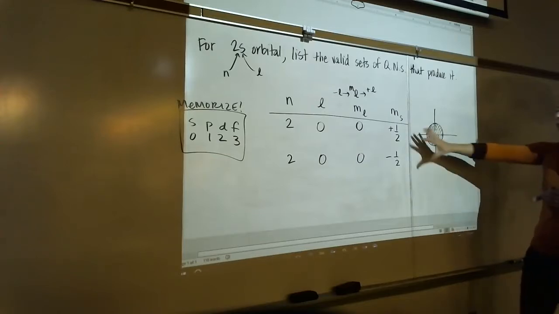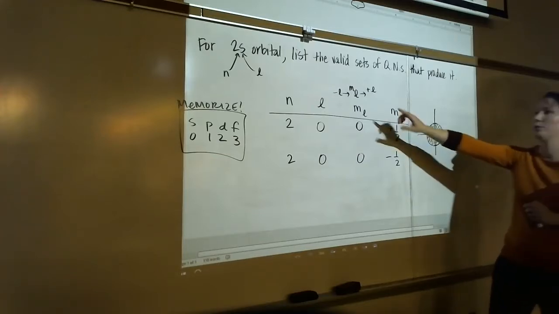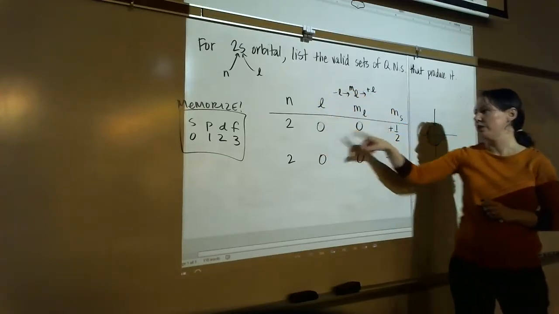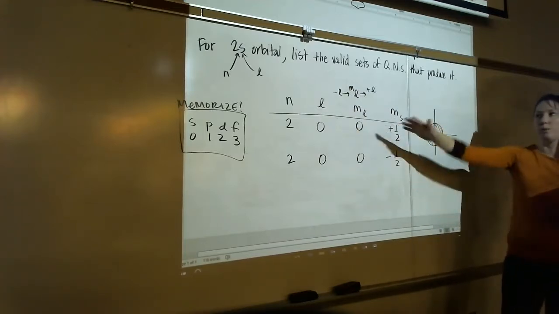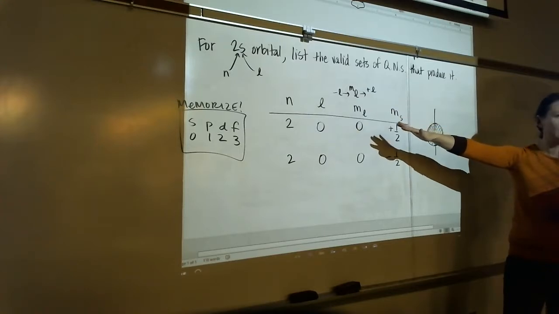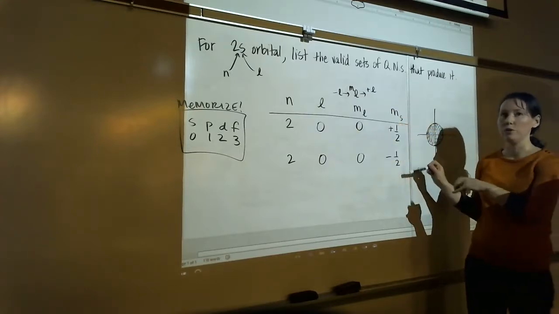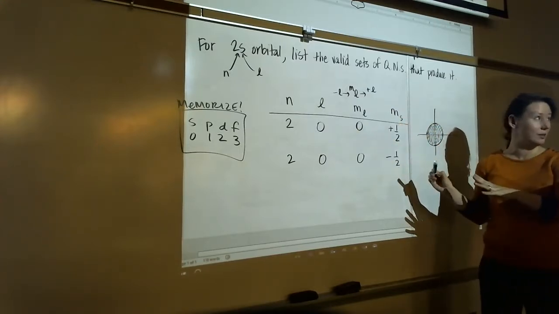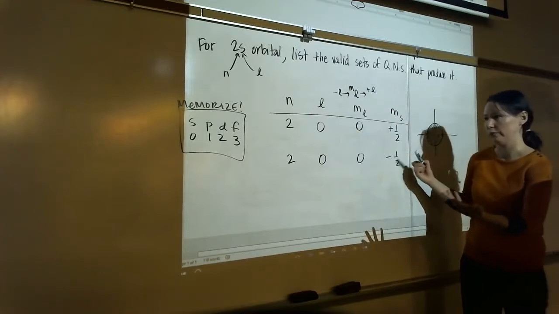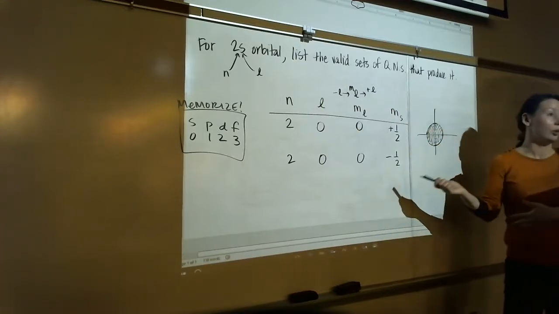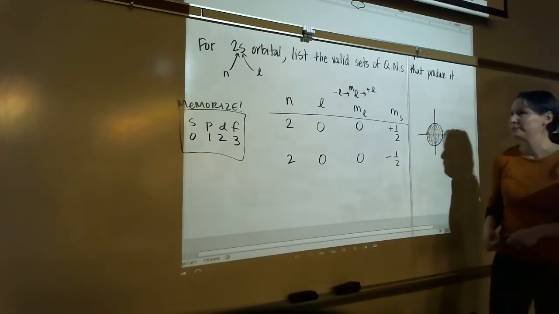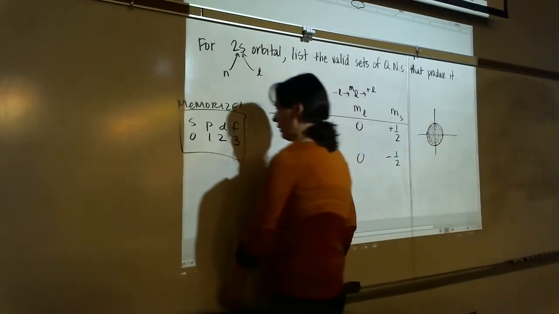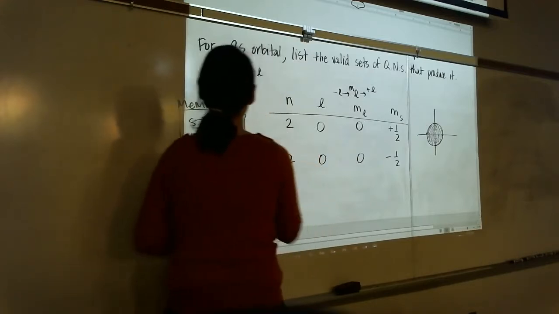So there are 2 valid sets of quantum numbers that would produce a 2s orbital. 2, 0, 0, 1/2, and 2, 0, 0, negative 1/2. Right? Both of those would produce a 2s orbital. And when we get to electron configurations, we'll take this a little bit further. This is ultimately the reason why you do electron configurations. If you did that in high school, you're probably starting to think about that now. Let's go for something a little more advanced this time.